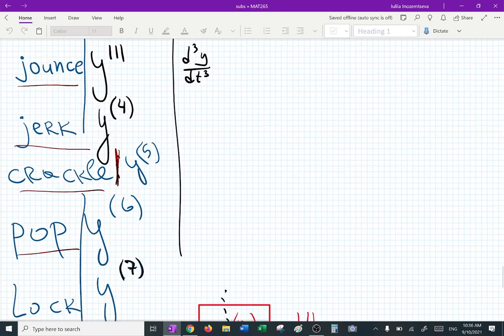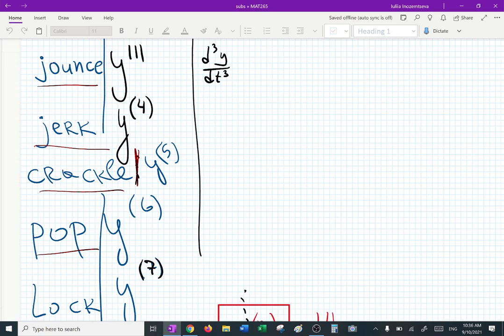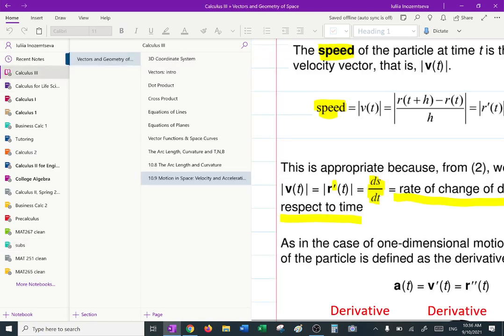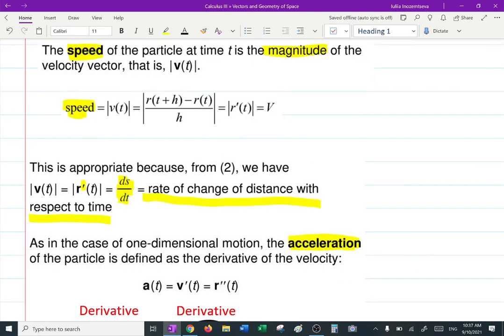So I made a joke before they left and said, if I crackle down, pop, and lock, do I just become super fast? It's like the cheat code in a game for super speed. So now you know.